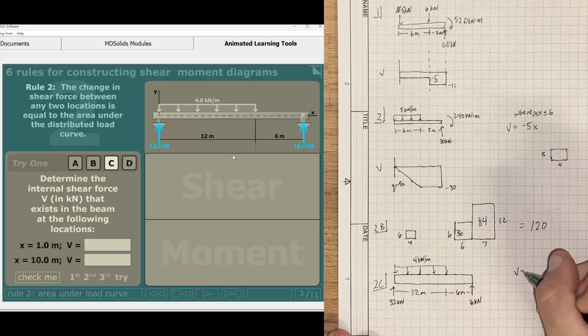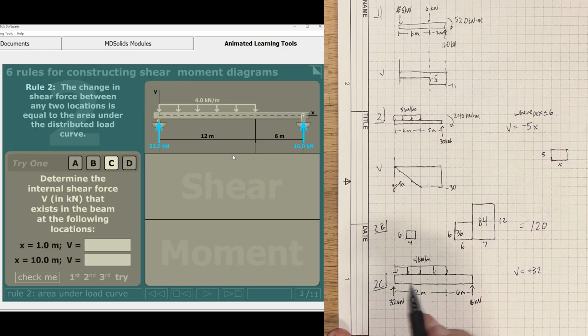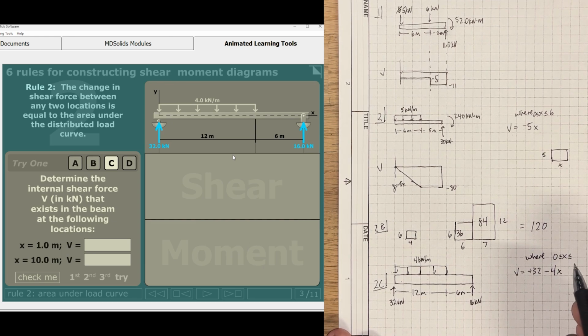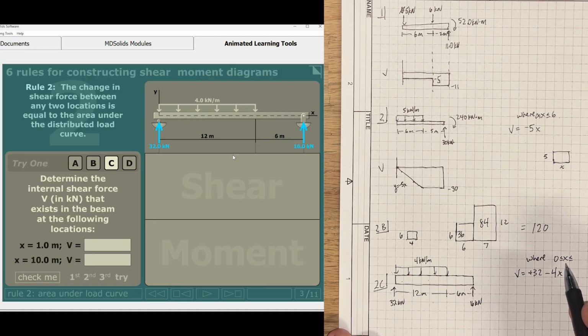If we look back on this, V equals, well, you have a positive 32, right? And then we've got a minus 4 times X. Now this is where X must be less than or equal to 0, but then greater than or equal to, let's see. Did I switch this around? No. Yeah. X must be greater than or equal to 0.